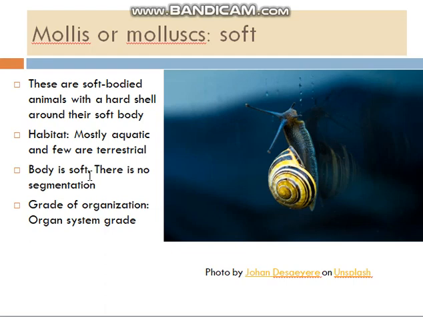The body is soft and there is no segmentation. As you know, in previous phyla there were segments in the body, but in mollusks there is no segmentation. If we talk about their grade of organization, it's organ system grade. It means that they do have organs which join together to make a system. For example, they do have a digestive system.